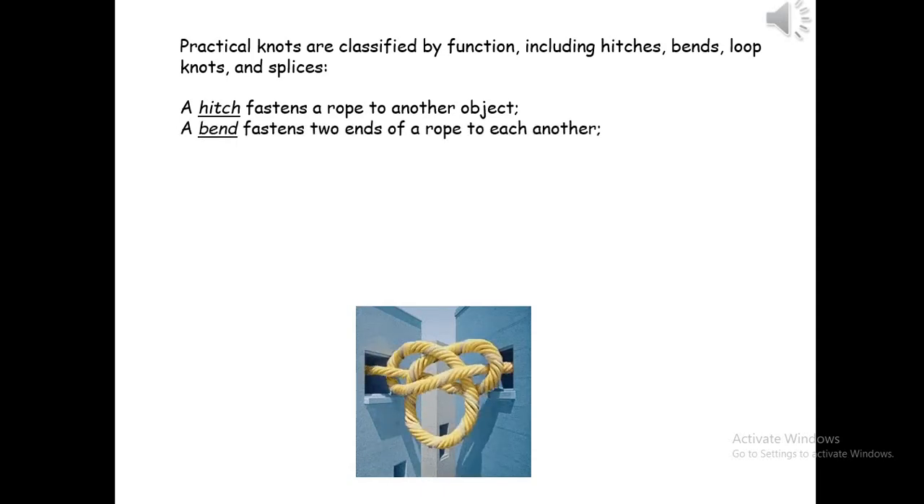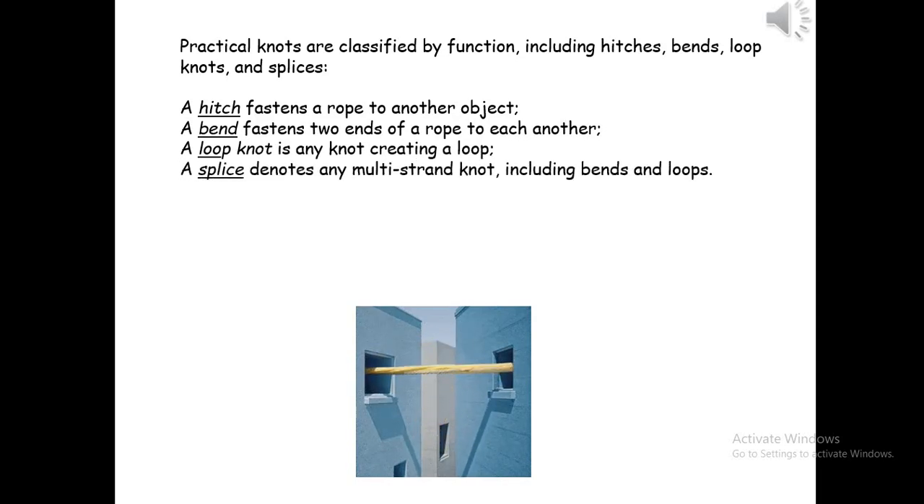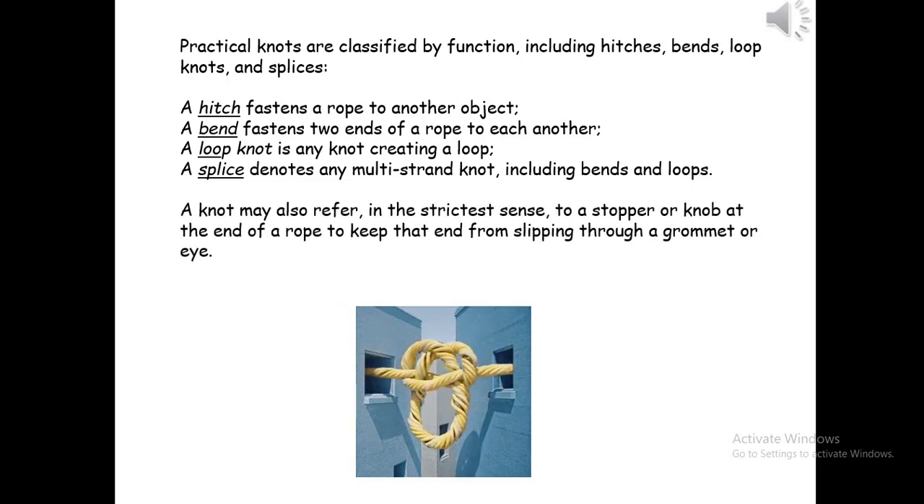A bend fastens two ends of a rope to each other. A loop knot is any knot creating a loop. A splice denotes any multi-strand knot, including bends and loops. A knot may also refer, in the strictest sense, to a stopper or knob at the end of a rope to keep that end from slipping through a grommet or eye.